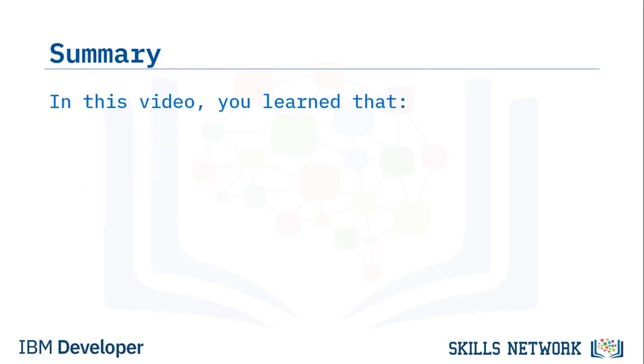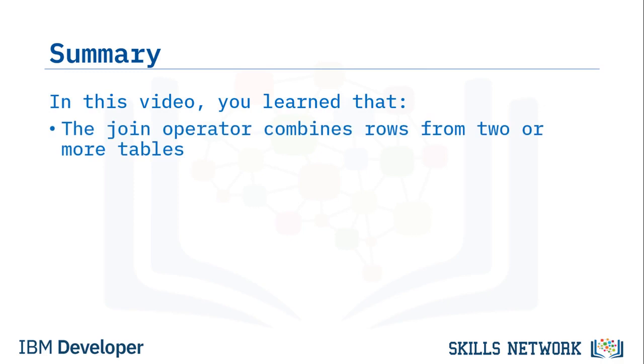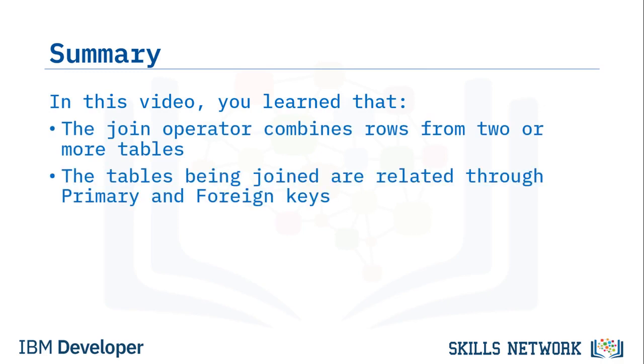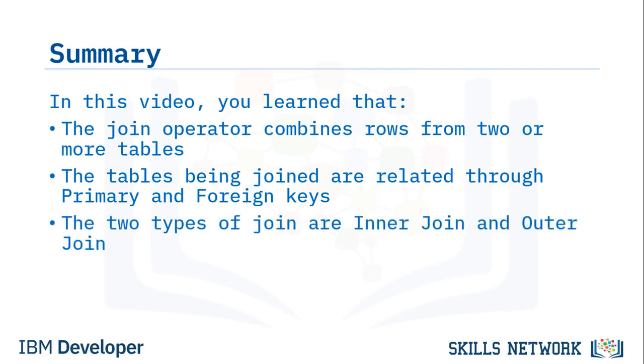In this video, you learned that you can use the join operator to combine rows from two or more tables. The tables being joined are related by a common column, which is usually the primary key of one table and appears as a foreign key in the other table. And there are two types of joins: inner joins and outer joins.